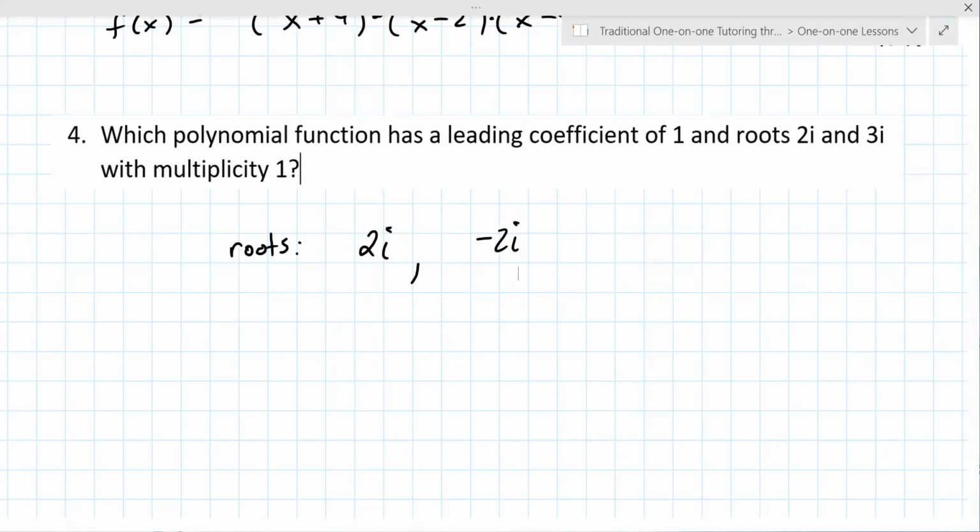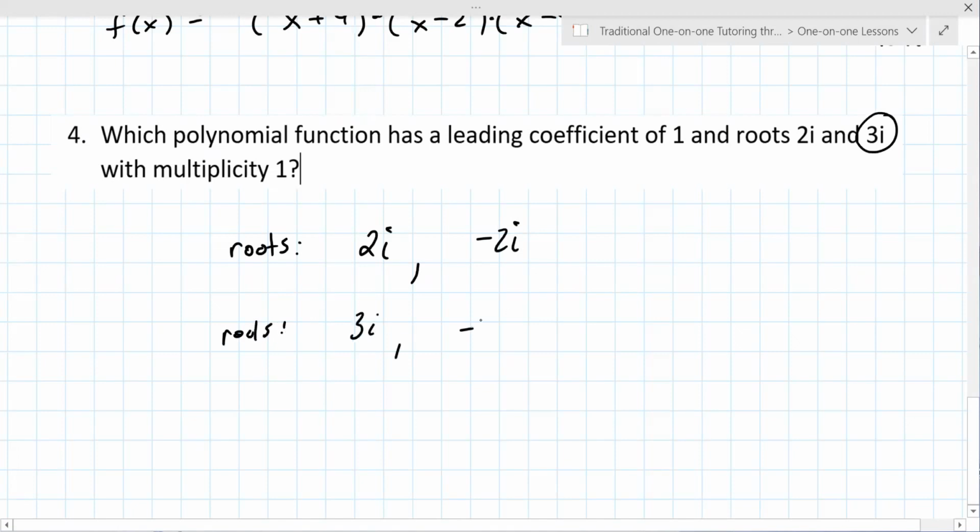Yes. But why is it sometimes we have pairs and sometimes we don't? They don't apply to whole numbers. Okay. But they apply to complex numbers, and the reason that matters here is because this other root 3i means it also comes with its pair, minus 3i.